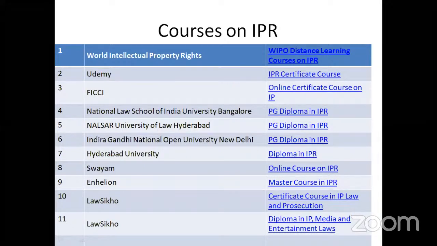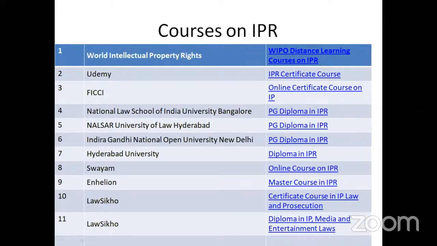Some of them are free courses. You can register here, and there is a 2 months course and a 3 months course, and you can get a guide from anywhere in the world. Secondly, the Udemy IPR certificate course, FICCI. National Law School of India University, Bangalore has a PG diploma on IPR, and that's a very good course. It's a 1-year course, and you can attend the classes on Sundays.